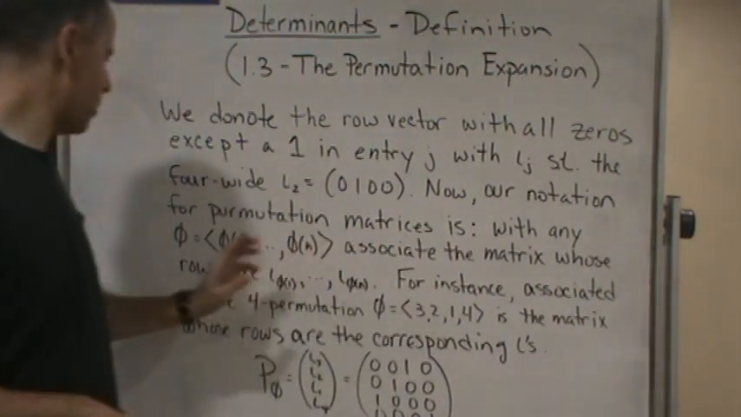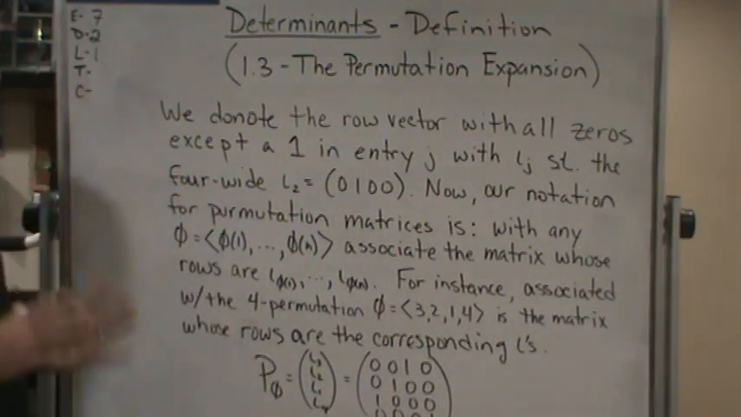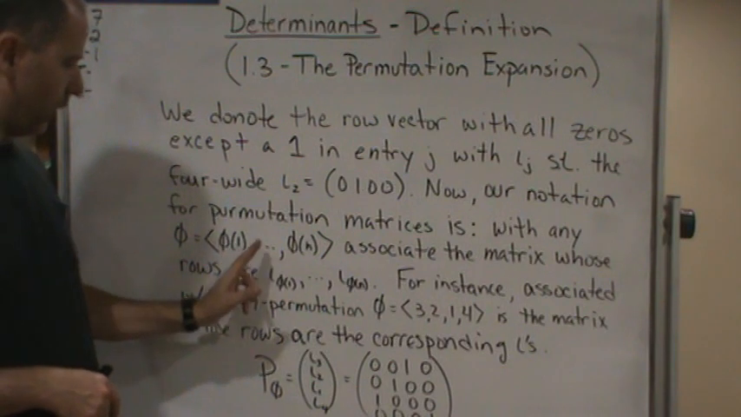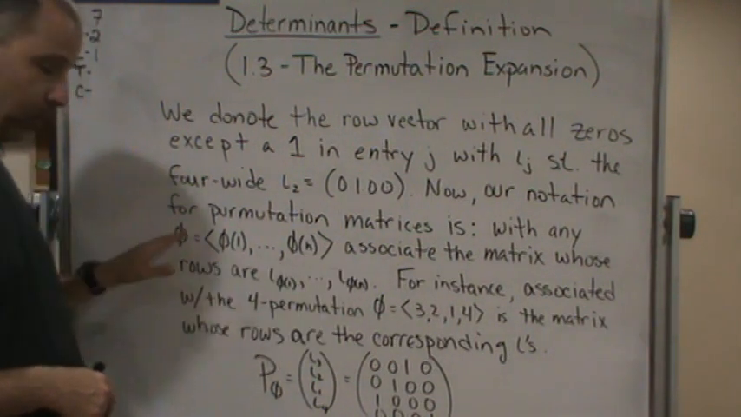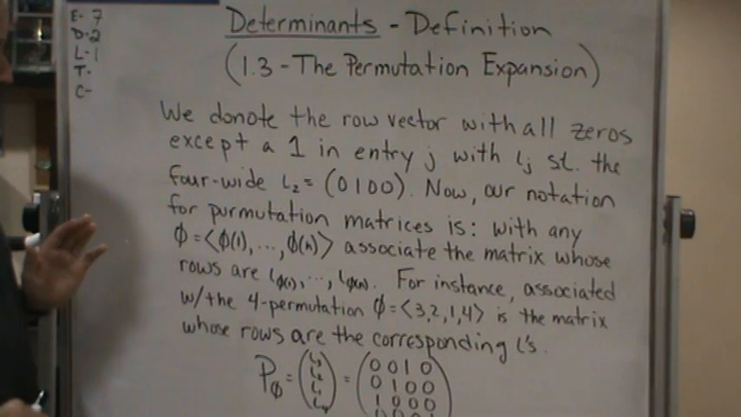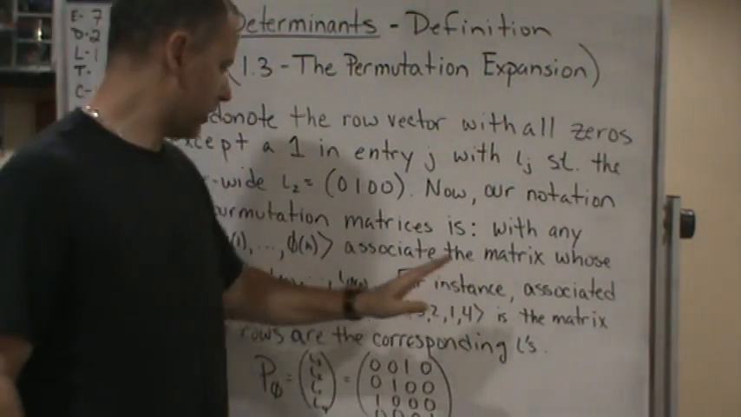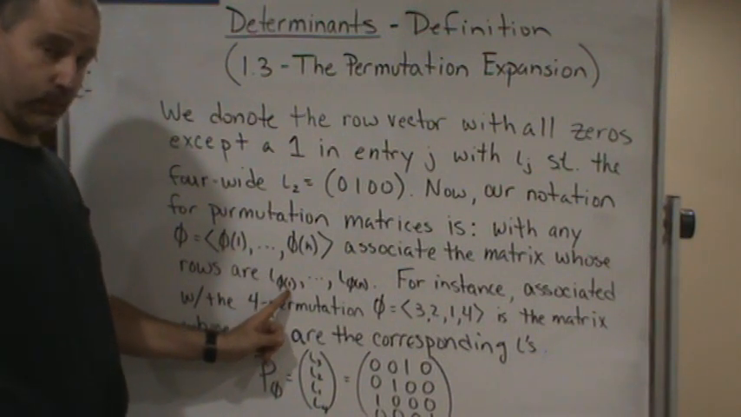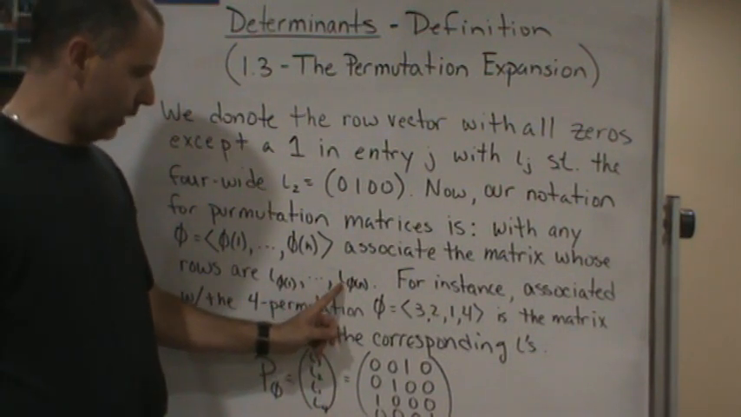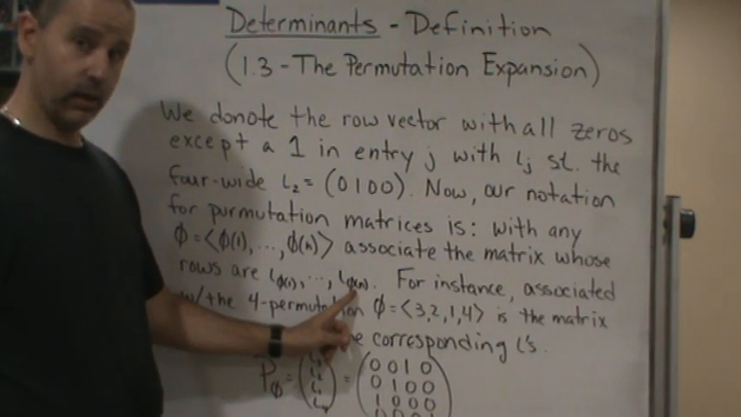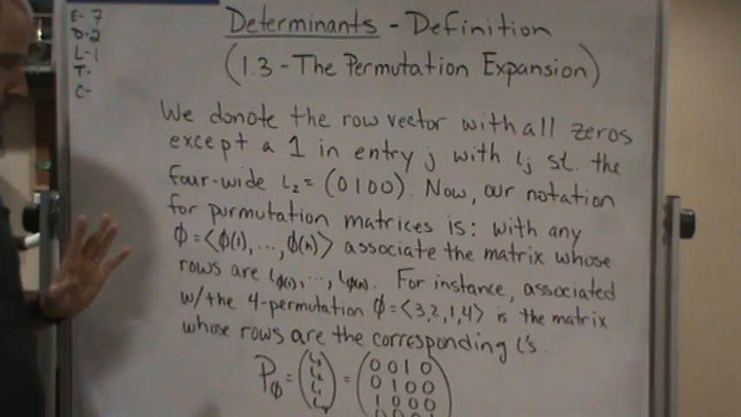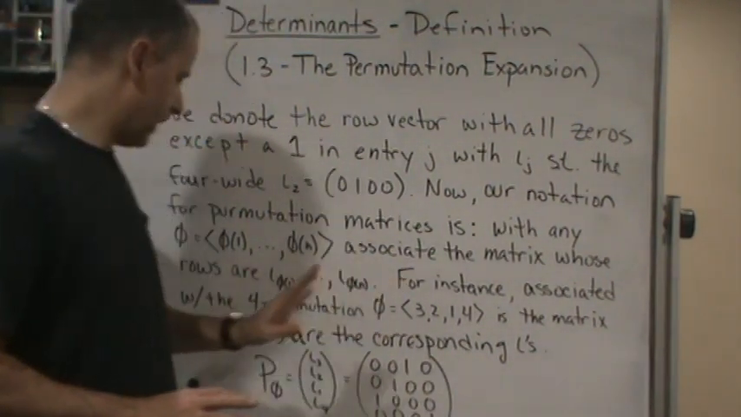Now, our notation for permutation matrices is going to be this. With any permutation phi, where we have phi of 1 all the way to phi of n, right? So here's our permutation. We associate the matrix whose rows are given by iota sub phi sub 1 all the way to iota sub phi of n. Okay?